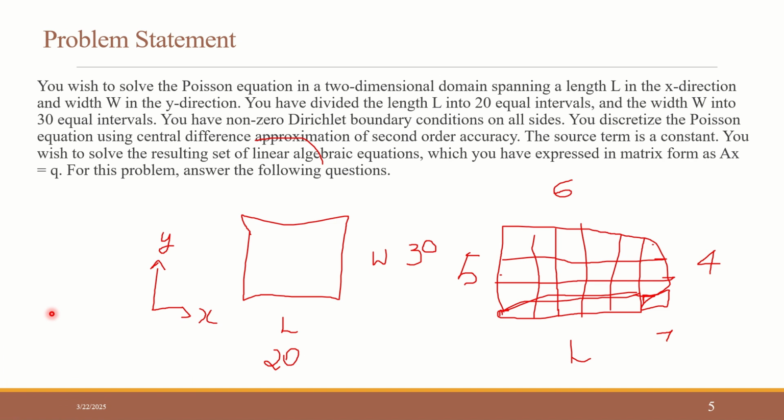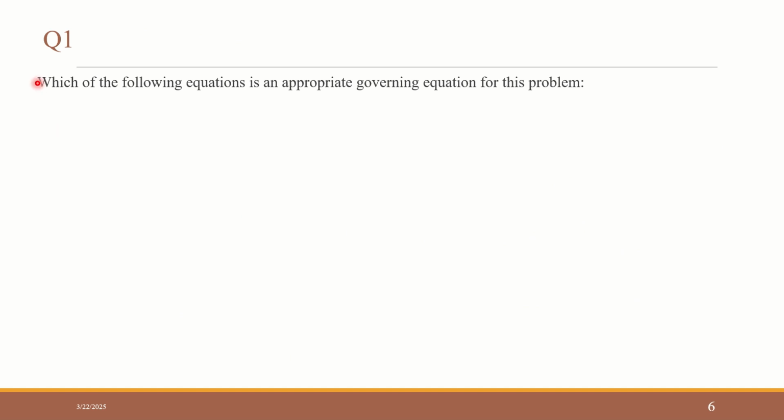So now when we look at our problems, what have we got? Question 1, which is stating: which of the following equations is an appropriate governing equation for this problem? Options are: first one, dou f by dou t plus a into dou f by dou x plus b into dou f by dou y equal to 0, where a and b are greater than 0.